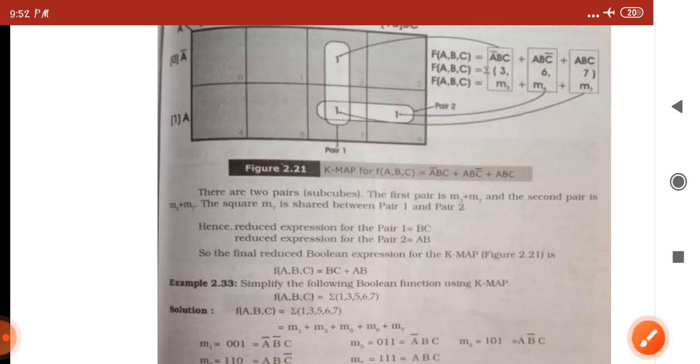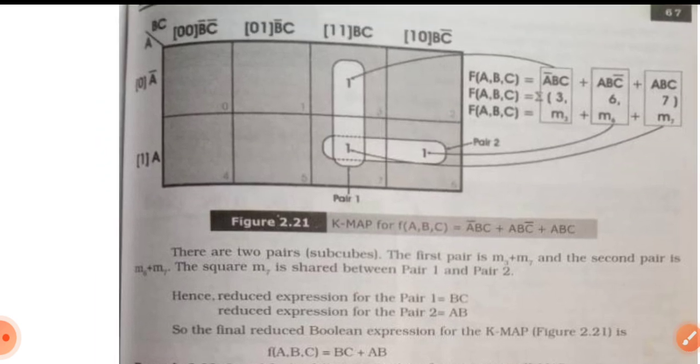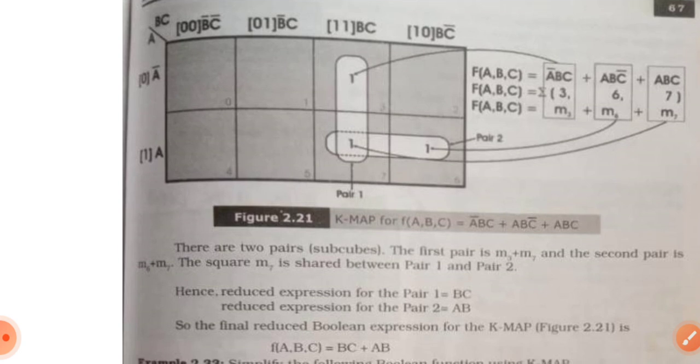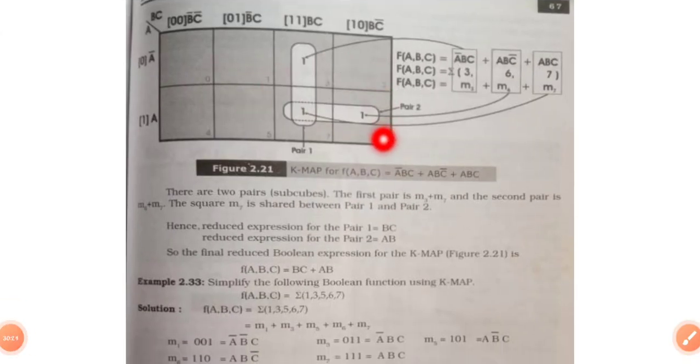Both are one. M1, M6 and M7 is a number, 1, 2, 3, 4. Both are the same answers. This is the way of the K-map. We have to write it like that. Pair 1 and pair 2 can be written. A bar BC is M2, M3. ABC bar is M6. ABC is M7. Whichever they use, you have to mention which is the M0 and which is the M1. What I have explained previously is also correct.